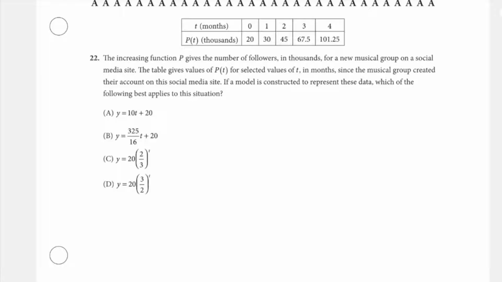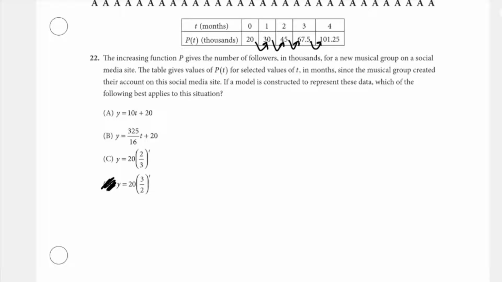Okay, which of the best models applies? So I guess really what we're trying to figure out is, is it linear or is it exponential? Are we adding the same number each time t increases by this constant amount of 1, or are we multiplying? 2 to 3, that's multiplying by 1.5. 3 to 4.5, same story. Yeah, we're multiplying by 1.5 each time. So that's the only one that has multiplying by 1.5 each time. 3 halves to the t.